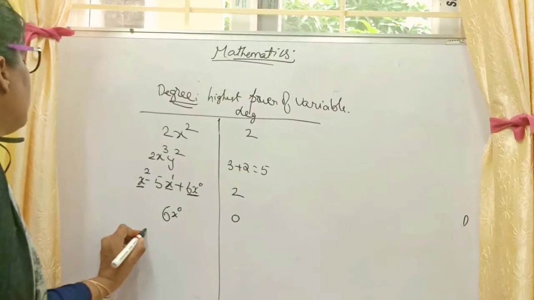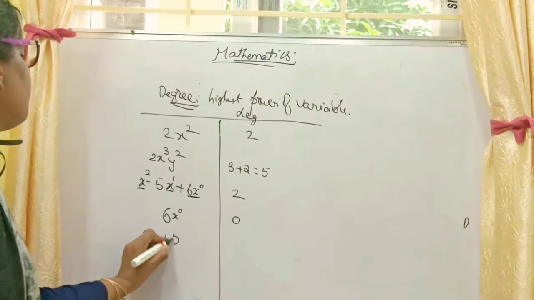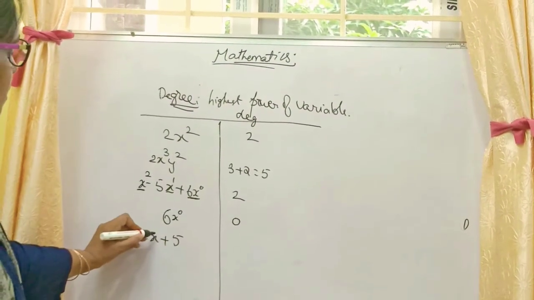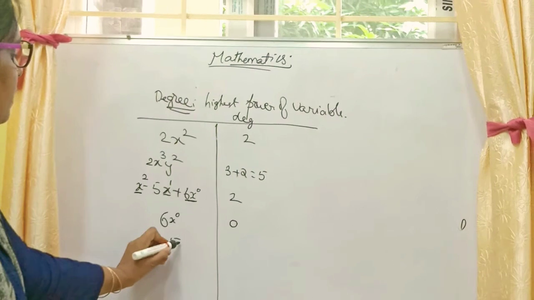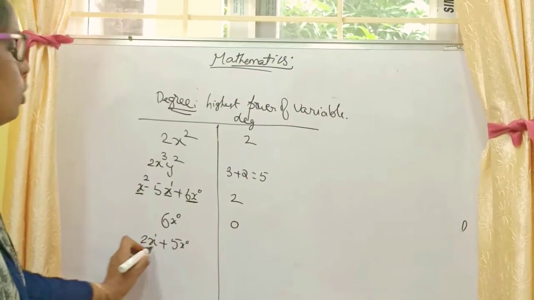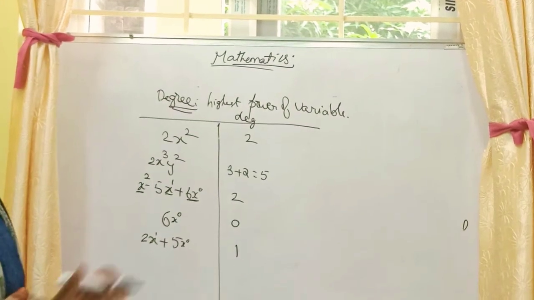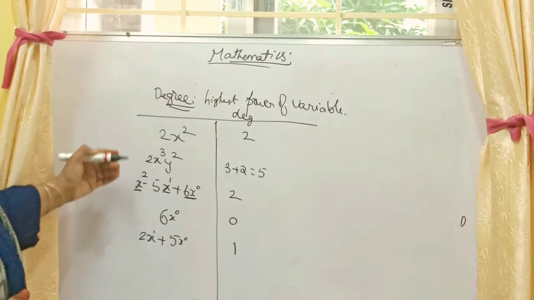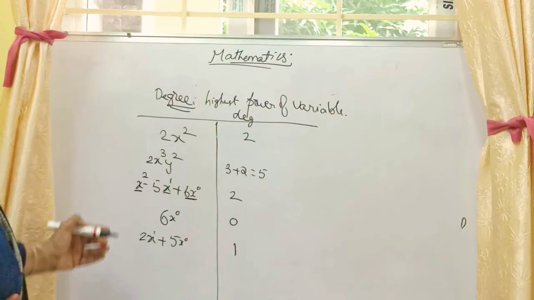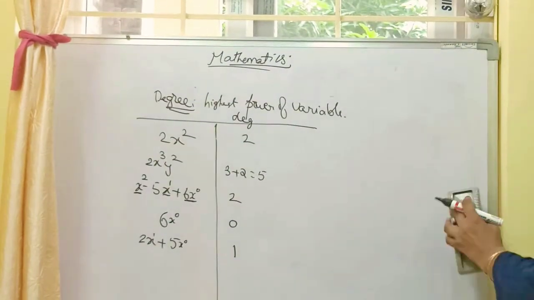Now 2x plus 5. What is the power of x here? 1. What is the power of the constant term? 0. So what is the total degree of this polynomial? It is 1. Okay. So based on these degrees, the classification is also done. So let us see the classification based on the degree of the polynomials.